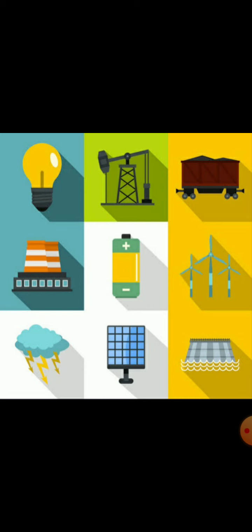Now, what will we learn in this chapter? The topics to be covered in this lesson are what is a good source of energy, conventional sources of energy, non-conventional sources of energy, energy from the sea, environmental consequences, and how long will an energy source last? This many topics we'll learn in this chapter.